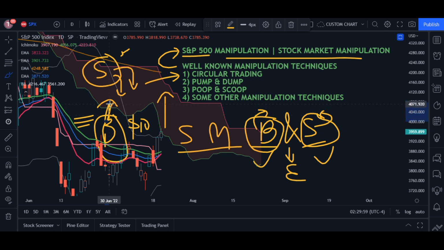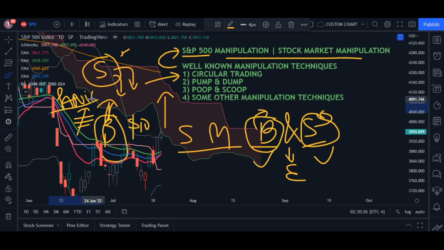Okay, so when the price moved up sharply, the retail traders panic. This panic works in favor of the market manipulators, because the market manipulators try to create panic among the retail traders, so that they can complete their activity.